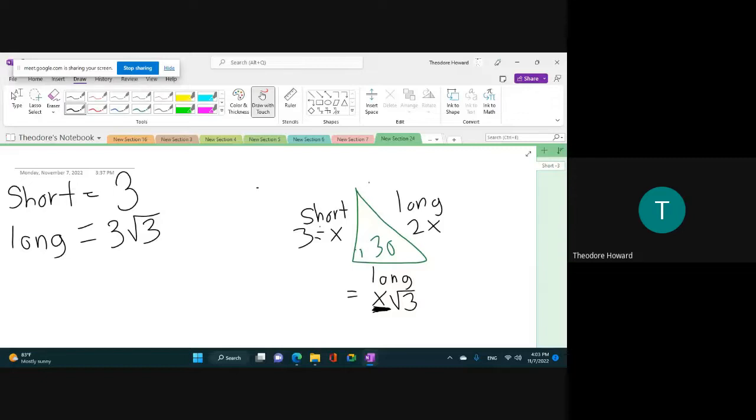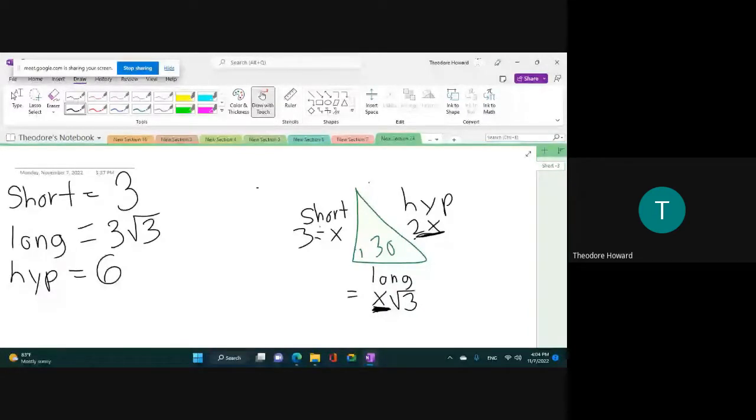Oh, I see why you guys probably got confused. Thank God you didn't write anything. All right, this is your hypotenuse. Your hypotenuse is going to be 2 times that. So, since I just told you that your hypotenuse is 2 times x, what is the hypotenuse? 3 times 2, which is 6.